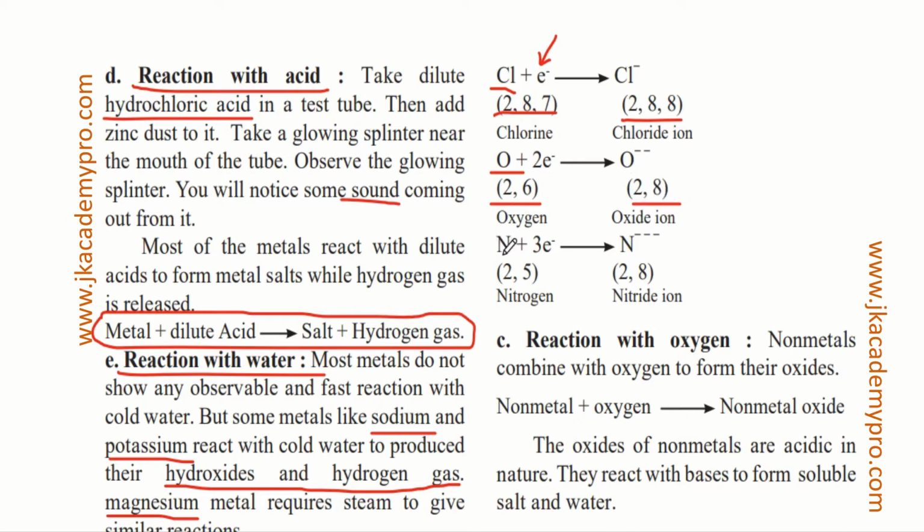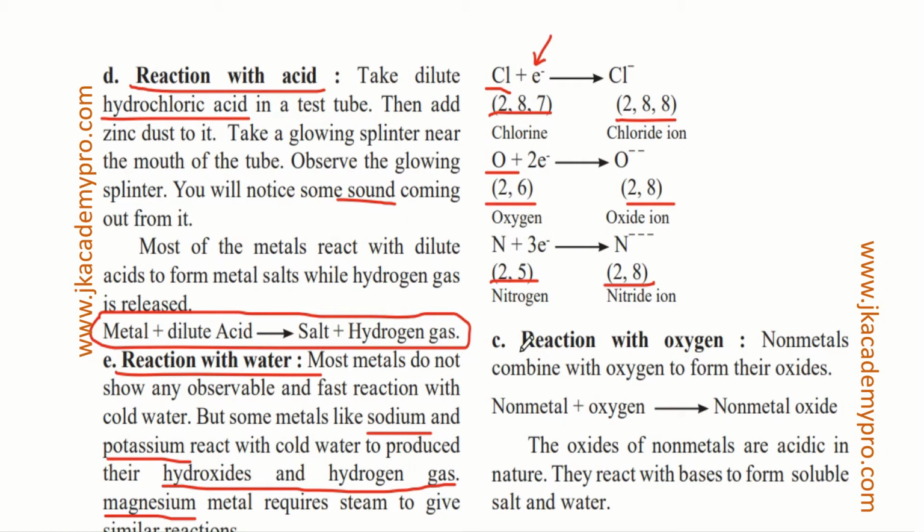The last example is of nitrogen. Nitrogen has an electronic configuration of 2, 5. 8 minus 5 gives 3. So nitrogen needs 3 electrons to form a complete octet and also to complete its final shell. Once it completes its final shell, it will be more stable. Therefore, it takes these 3 electrons very easily and therefore we get nitrogen with 3 negative charges. And now the electronic configuration is 2, 8.